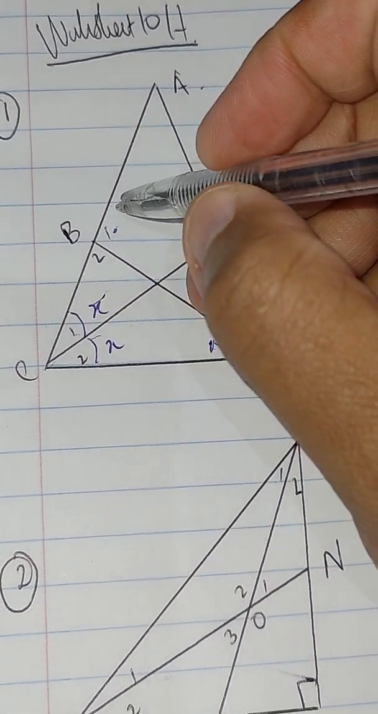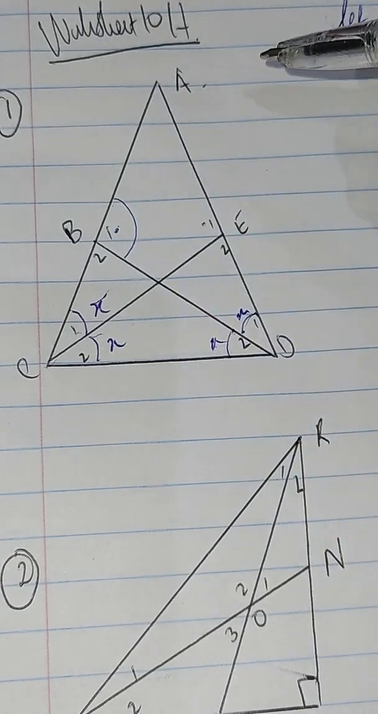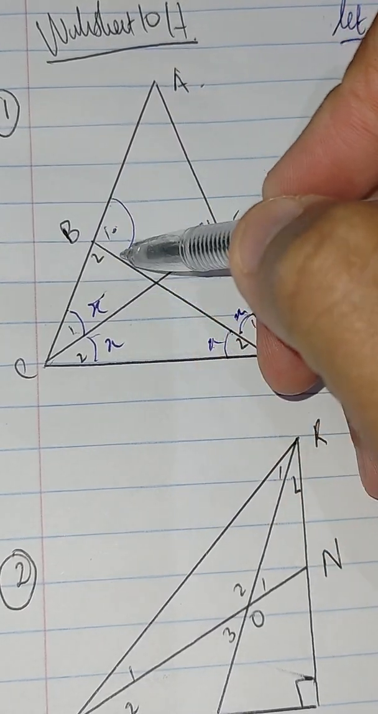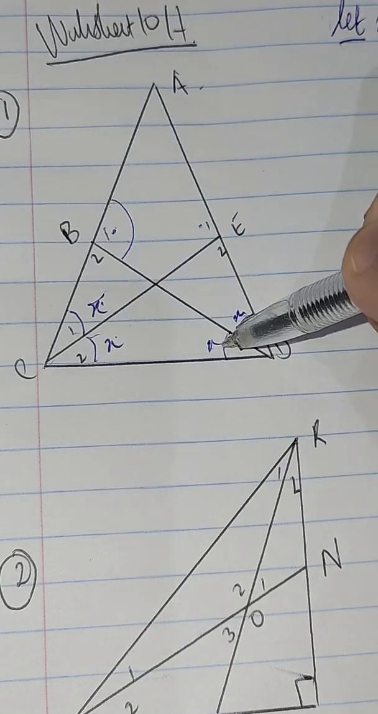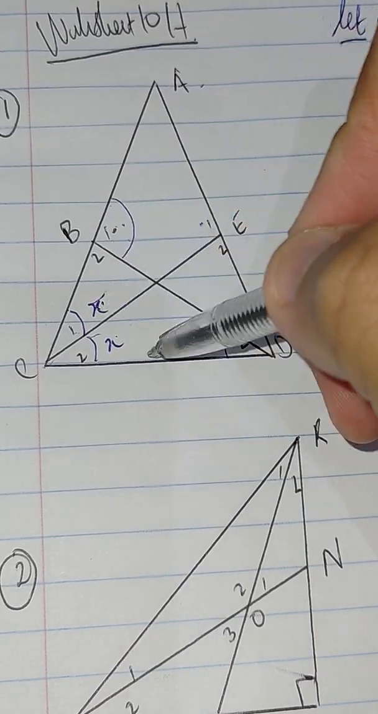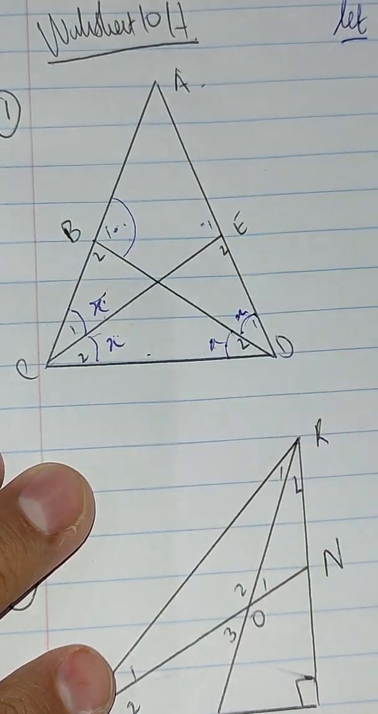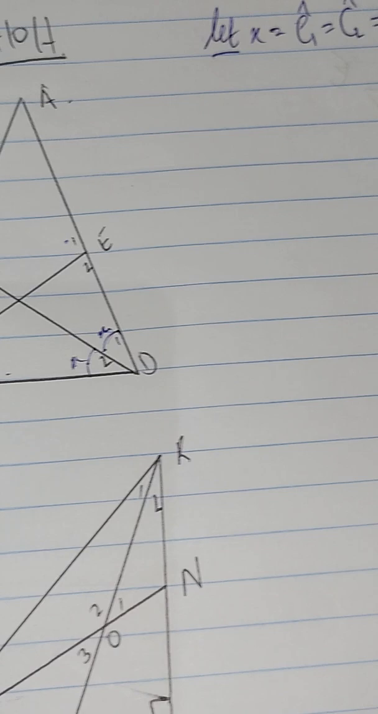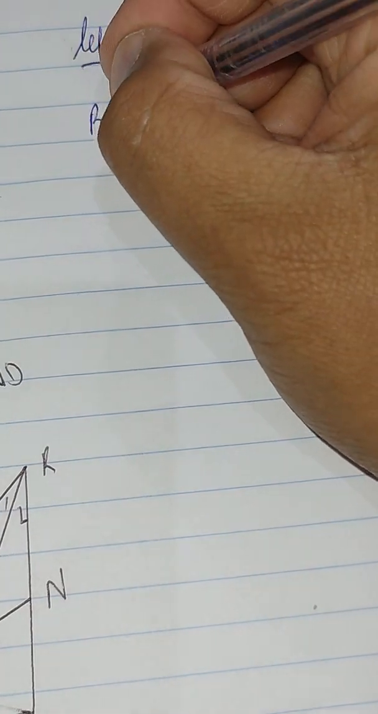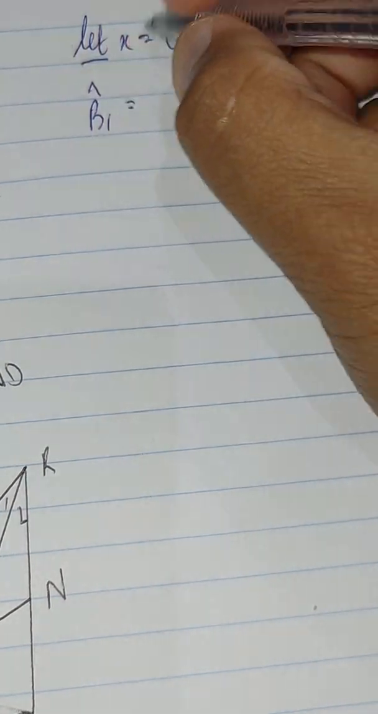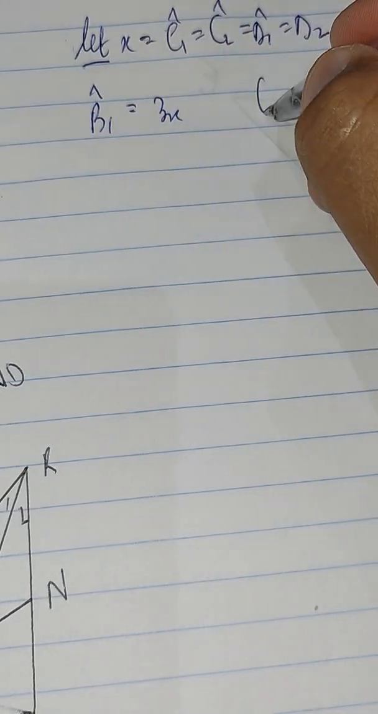So, let's look at angle B1. Angle B1 would be equal to x plus x plus x. Why? Because the exterior angle is equal to the sum of the two interior opposite angles. So B1 is equal to 3x. Let's write that down. Angle B1 is equal to 3x, reason: exterior angle of triangle BCD. You don't again have to say this.